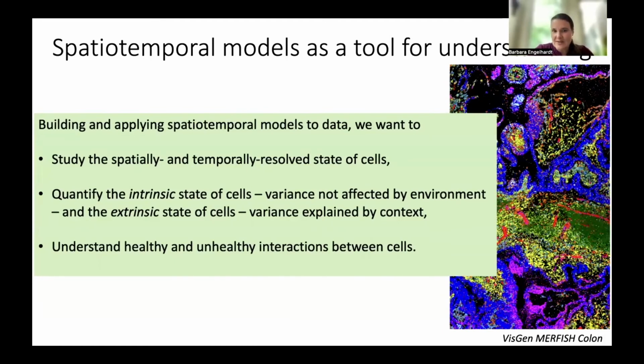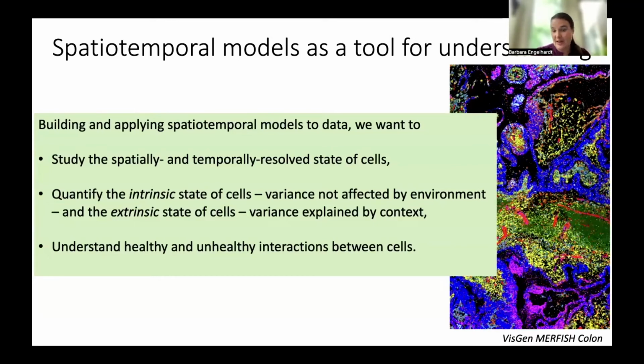We'd also like to quantify the intrinsic state of cells and the extrinsic state of cells. I'm cribbing this from Aviv Regev's definition. And the idea is really that the variance of the intrinsic state of cells is not affected by their local environment, whereas for the extrinsic state of cells, the variance of the state of these markers is explained by their context or their local environment.